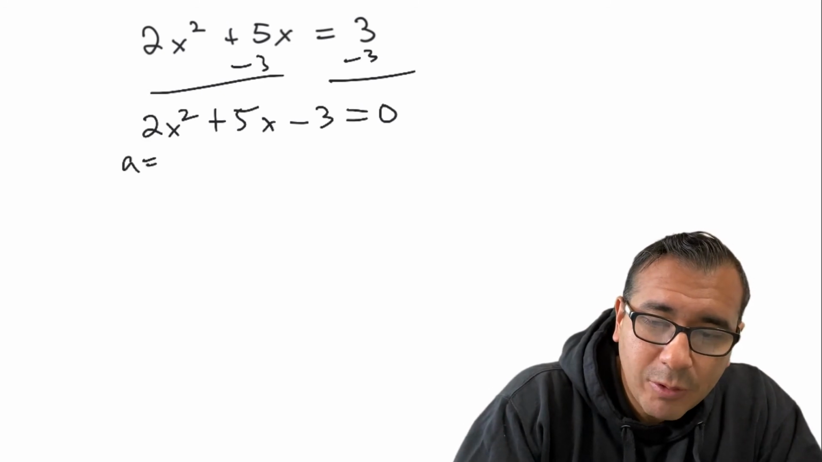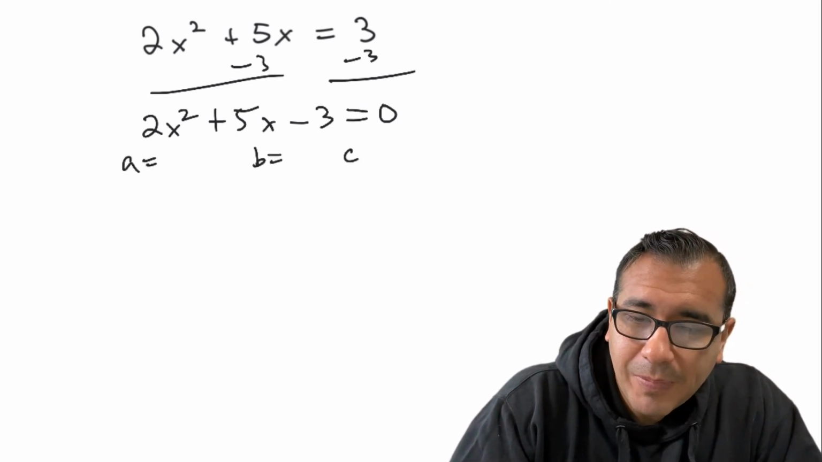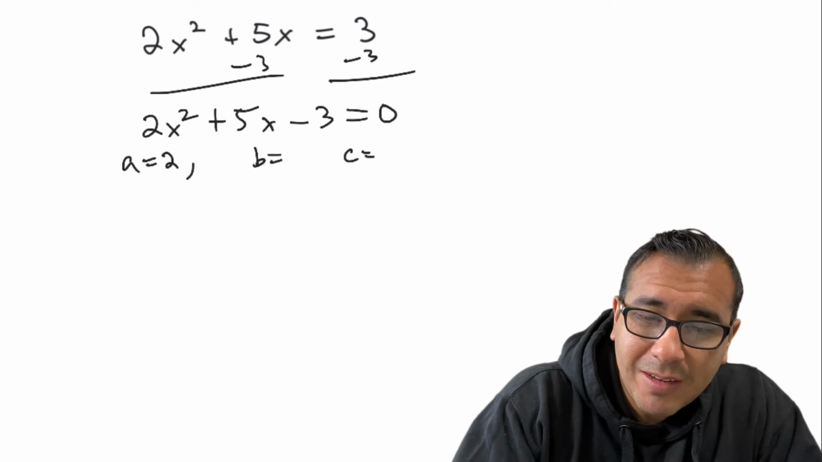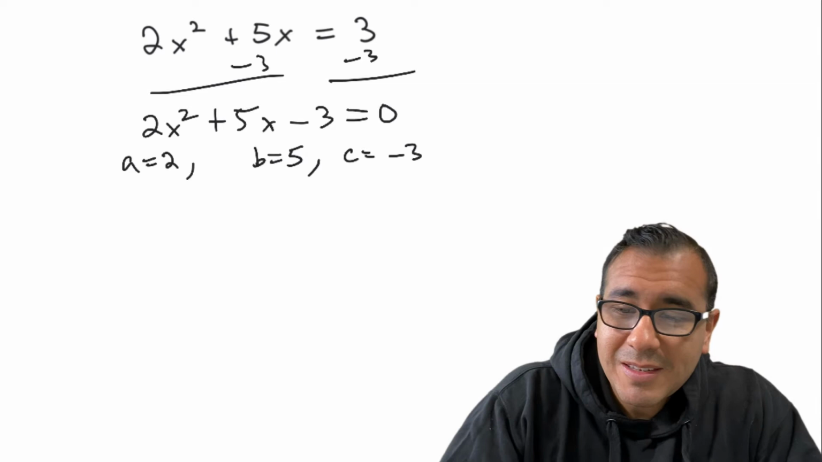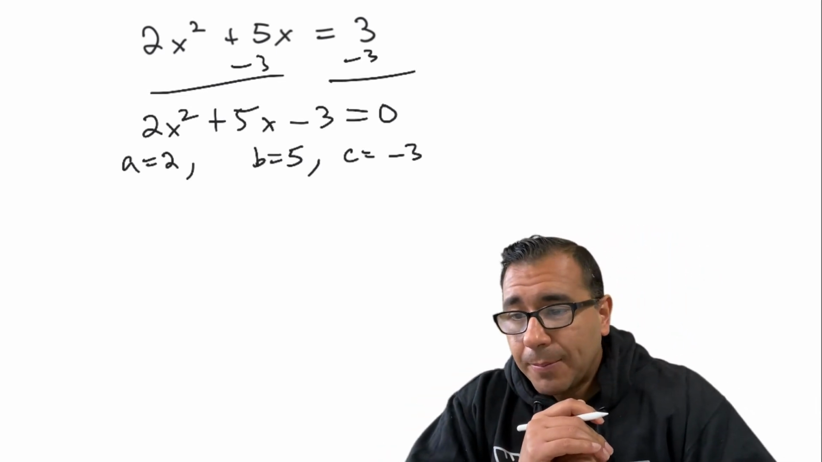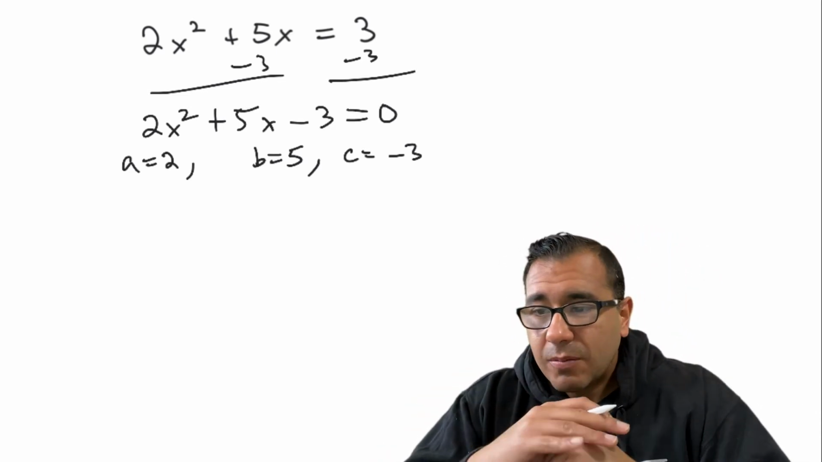So label your A, your B, and your C. In this case, our A is 2, our B is 5, and our C is negative 3. All right, this next step is the most important.